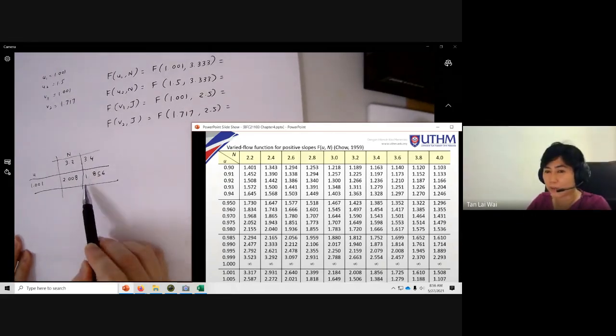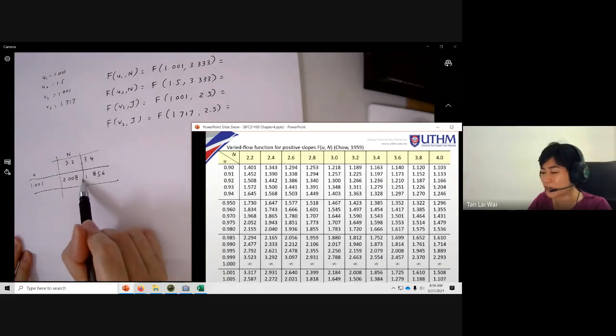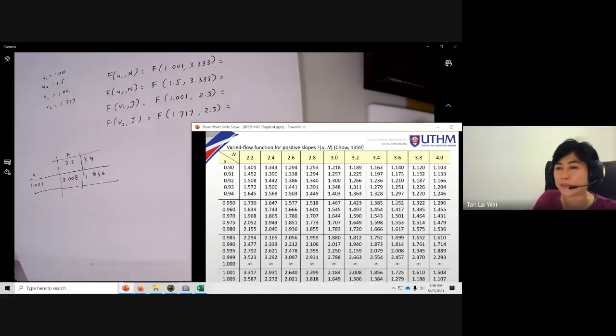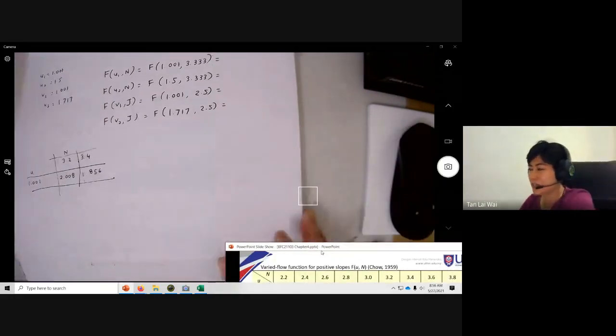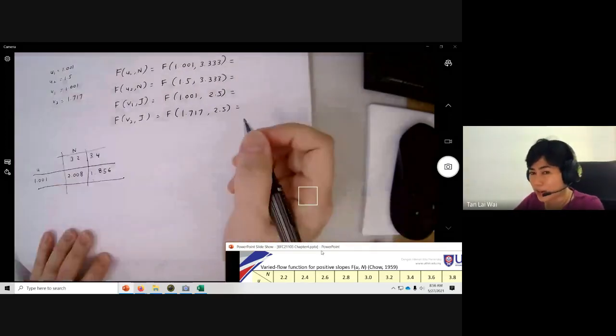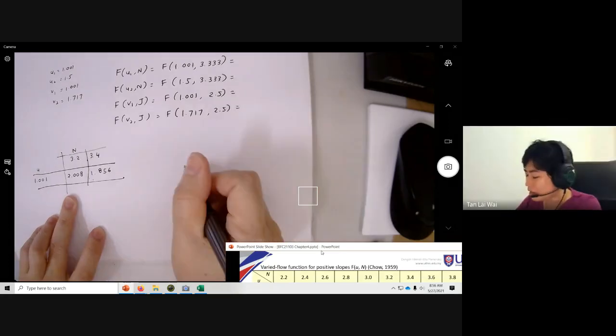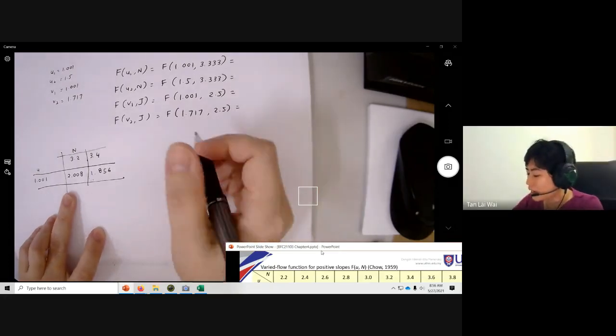You need to find what is the value in between here when n is 3.33. So what you can do now is you need to do interpolation. Okay, now I'm going to do the interpolation here. Here's the thing, I'll do it slowly. Once you get it, you can do it fast already.